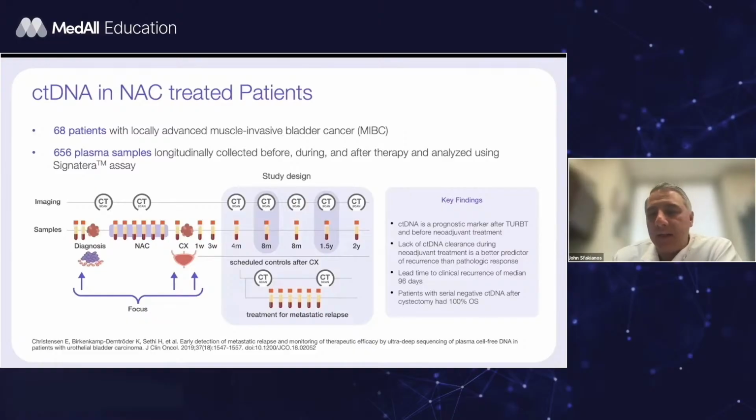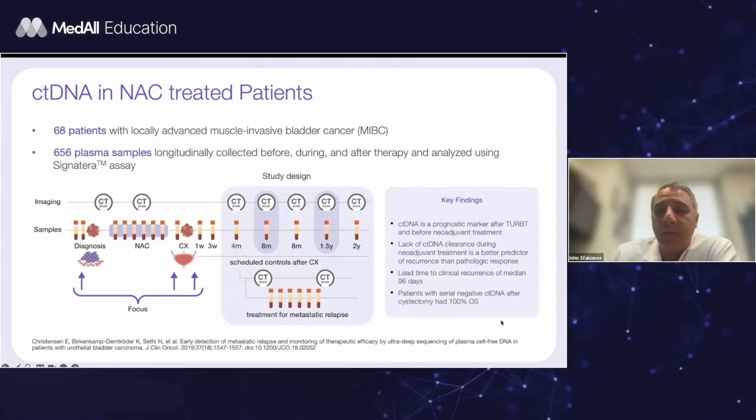And some of the key findings here was that ctDNA was extremely prognostic after TURBT and before neoadjuvant chemo. So those single time points were very prognostic. But more importantly, the longitudinal samples were the ones that were the most important. And so if longitudinally the ctDNA was not cleared, that was a better predictor of recurrence than pathological response and stage at the time of cystectomy. The lead time, so the time from where a test turns positive to radiographic imaging confirming metastases, is 96 days.